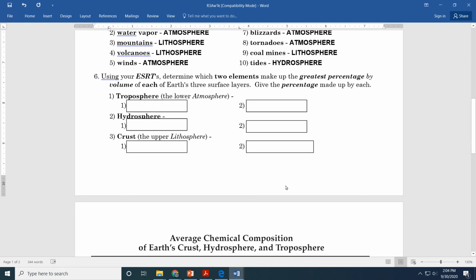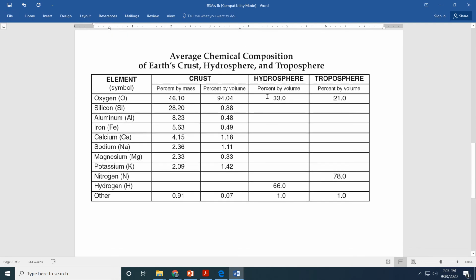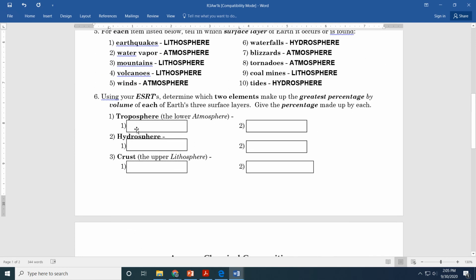All right, so using your ESRTs, your Earth Science Reference Tables, determine which two elements make up the greatest percentage by volume of the Earth. Let's see. So give the percentage made up by each. So the troposphere. This is right on the first page of your reference tables. There she is down below. Troposphere, the biggest percentage, and the second biggest percentage, and these are all by volume. So hopefully you wrote down nitrogen at 78%, and for number 2, oxygen at 21%.